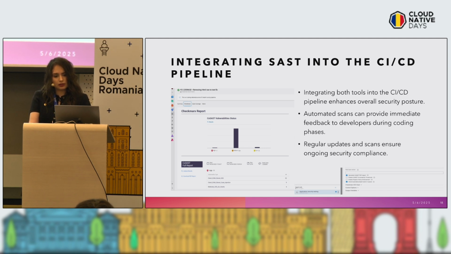Here is a screenshot with the checks integrated into the pipeline. This allows developers to have early feedback on the vulnerabilities that were introduced.